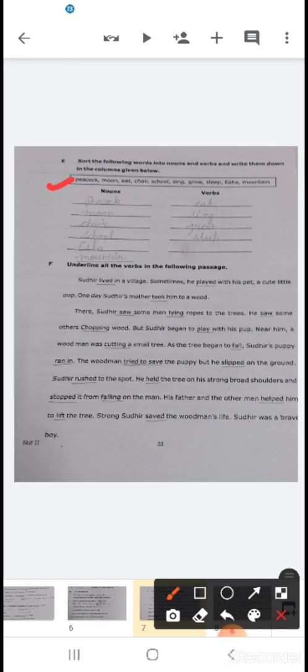Okay. So the first word is peacock. Peacock is a noun or a verb? It is a noun because we use peacock for an animal. Next is moon. Again moon is also a noun. And then it's eat. Eat is a verb. It shows some action.